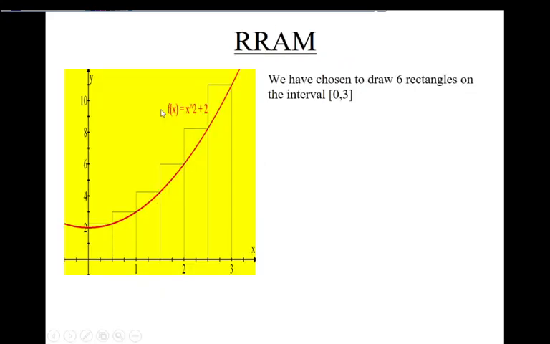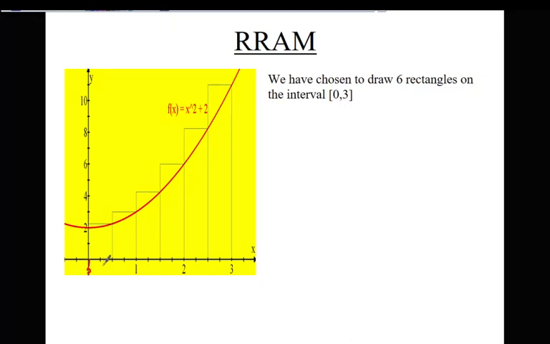So let's start with Rram. Okay, so we've chosen to draw 6 rectangles on this interval from 0 to 3 because we're doing 6 subintervals. So I've drawn in my 6 rectangles. Since we're using Rram, our rectangles are hitting on the right side of my function. My first rectangle starts at 0, ends at 0.5. Since we are doing from 0 to 3 and dividing it into 6 rectangles, each rectangle has a width of 0.5.